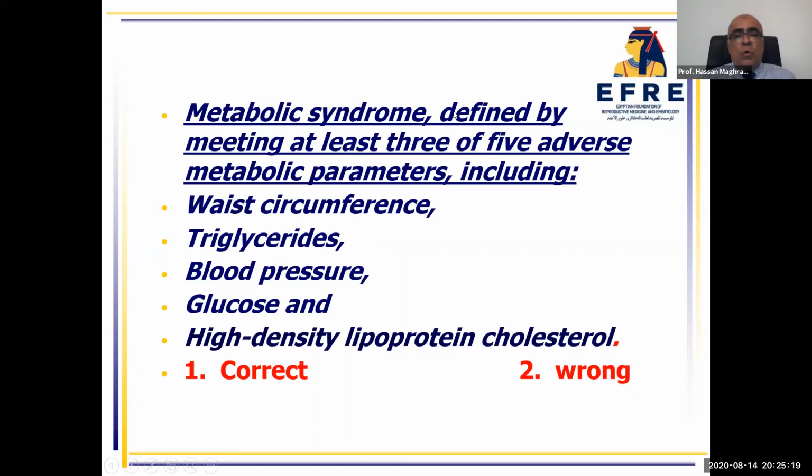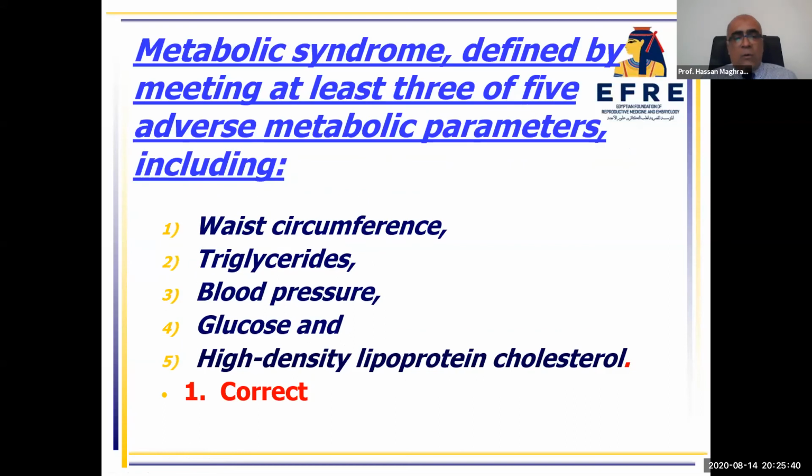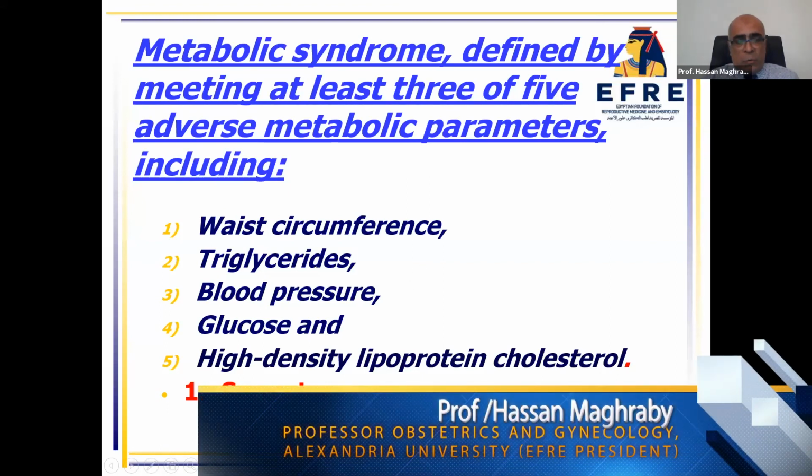So the metabolic syndrome is defined by at least 3 of 5 criteria: waist circumference, triglycerides, blood pressure, glucose, and high density lipoprotein. If you have 3 of these 5, you have metabolic syndrome. Is this a correct statement or a wrong statement? It is a correct statement. So 3 of these 5 are needed for diagnosing the metabolic syndrome.